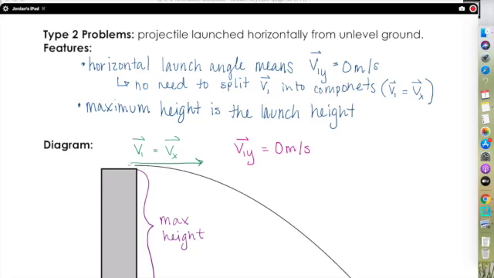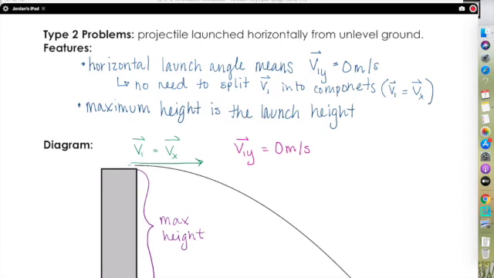These notes will be over type 2 problems. Projectiles launch horizontally from an unlevel ground. Okay, so the key thing here is that it is a horizontal launch, and so there is no angle of theta. So our v1y is going to be 0 meters per second. So it's basically just like whenever we had our free-falling objects.